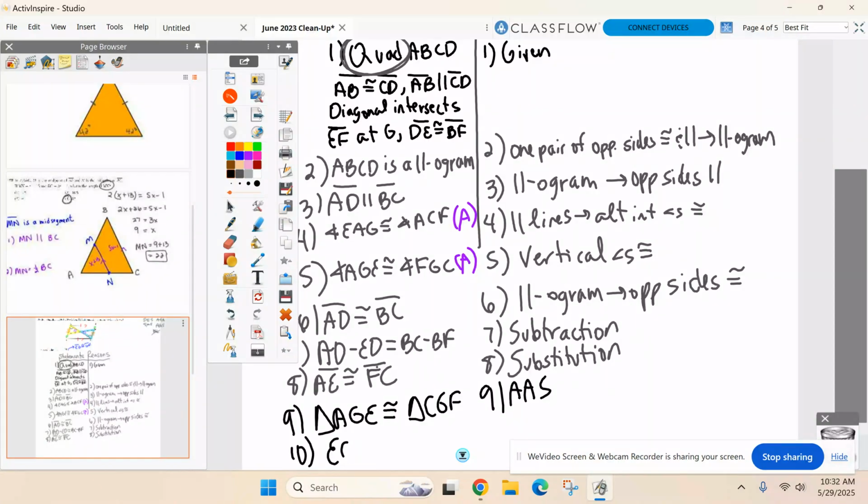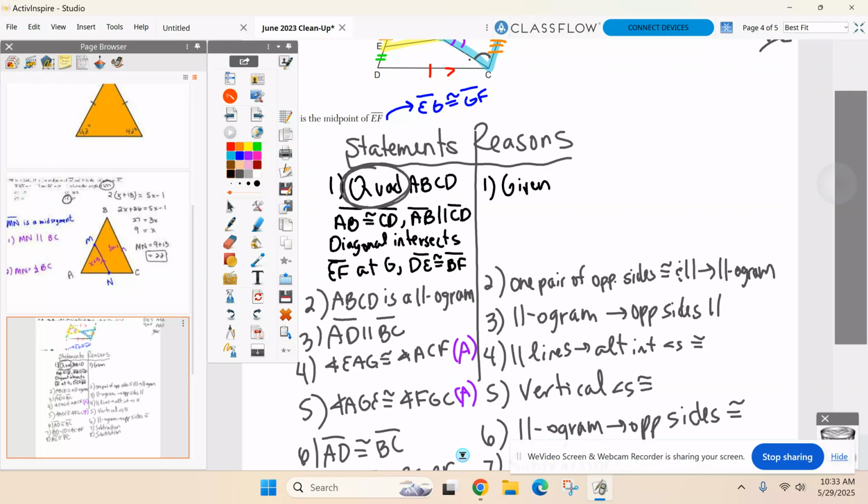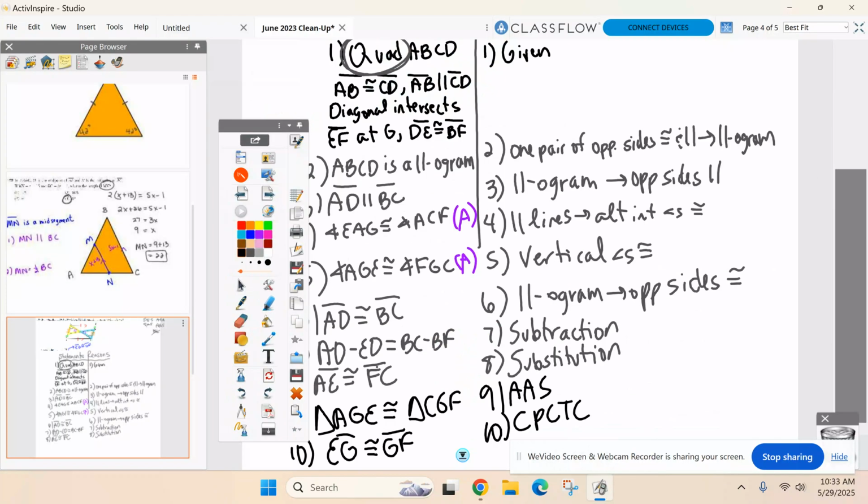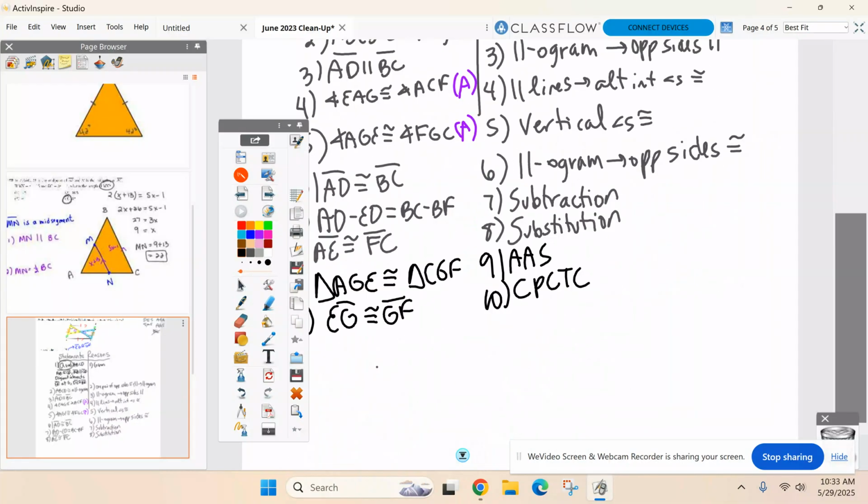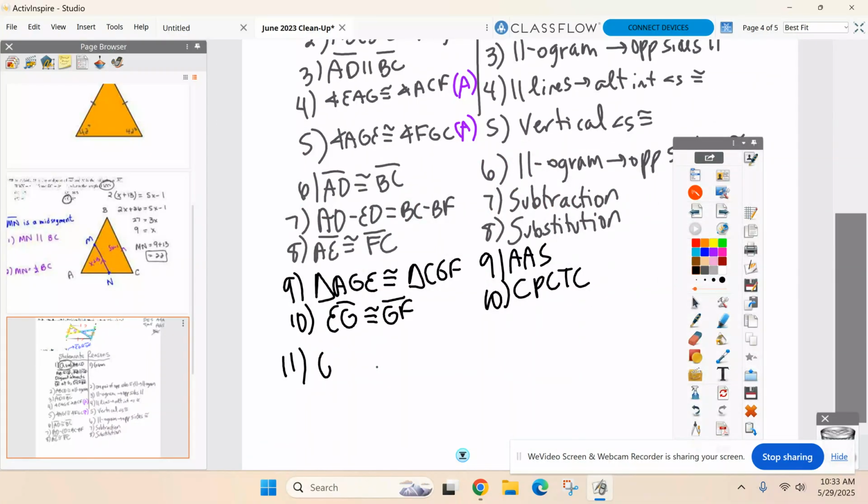Has it been long enough? Can it still roll off your tongue? CPCTC. But that wasn't our proof statement, was it? Whew, 11 steps, jeez. G is the midpoint of EF. Definition of a midpoint.